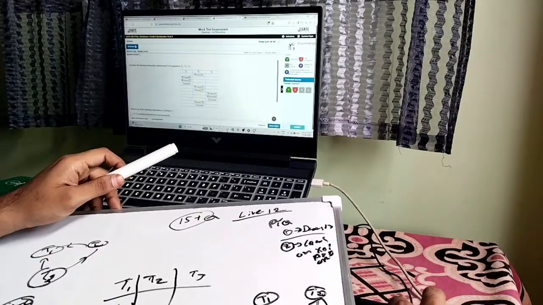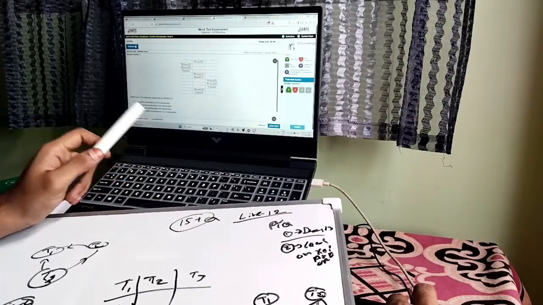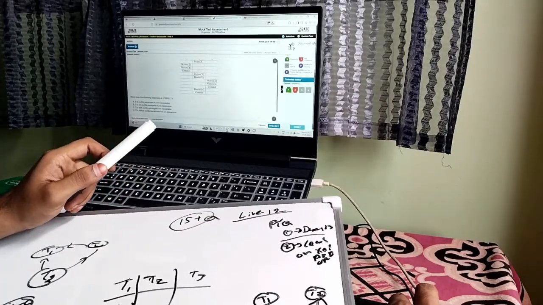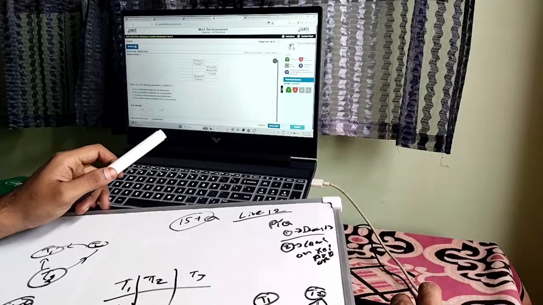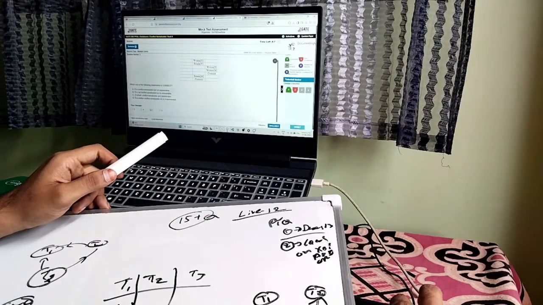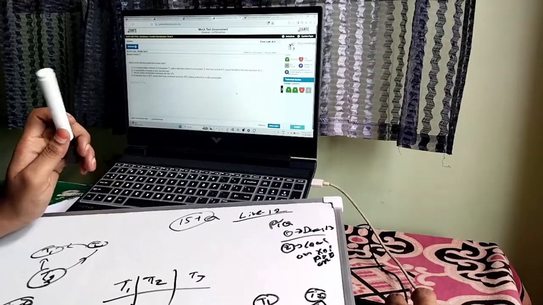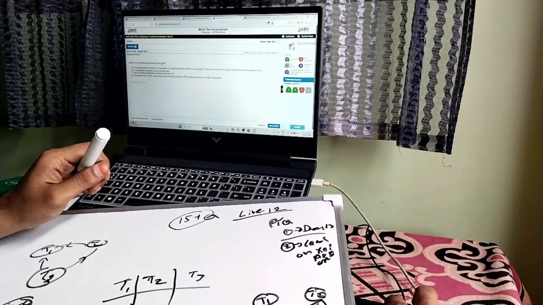Okay, fine. So what we can say is conflict, but not strict, but recoverable because there is no dirty read, right? So S is both considered, it's not a dirty read. Okay, and then the following statements, these are false.